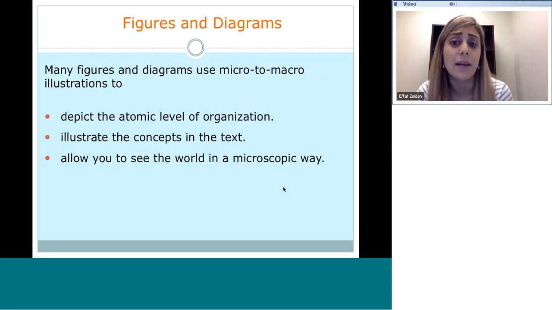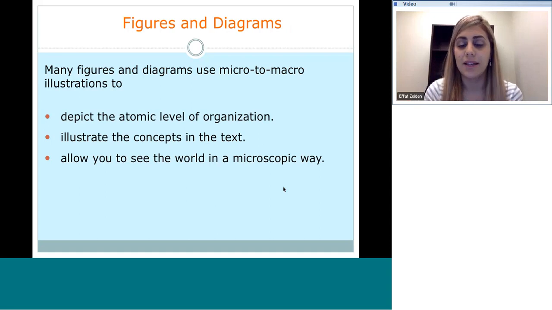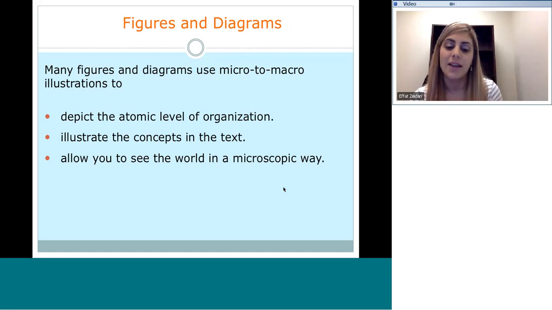Figures and diagrams are very helpful as well. For a lot of us, we are visual learners. We like to see things, and so many figures will use the micro to macro illustration in order to depict the atomic level of organization, illustrate concepts in the text, and allow you to see the world in a microscopic way. So they will try to scale things down and allow you to see it as if you're looking through a microscope.